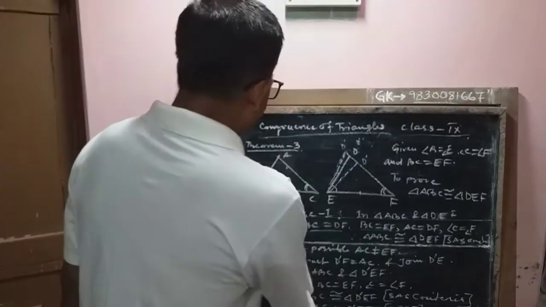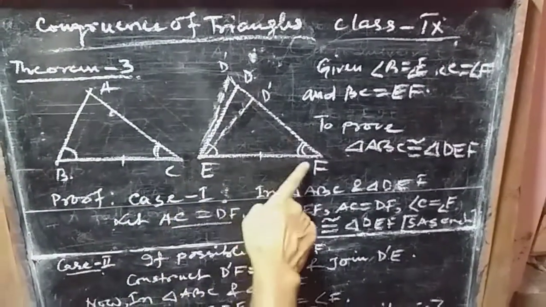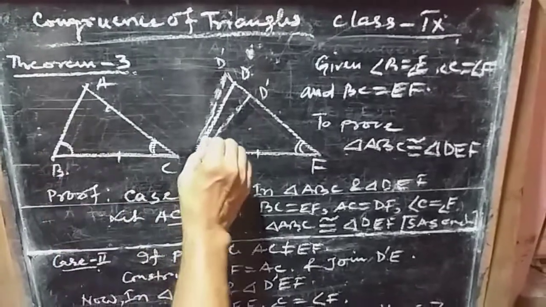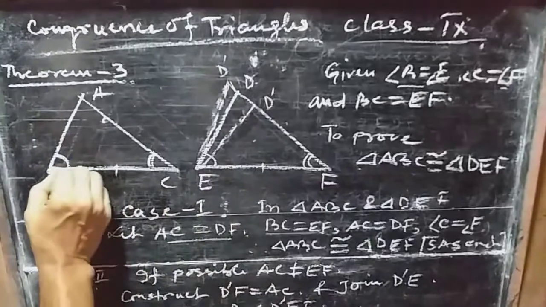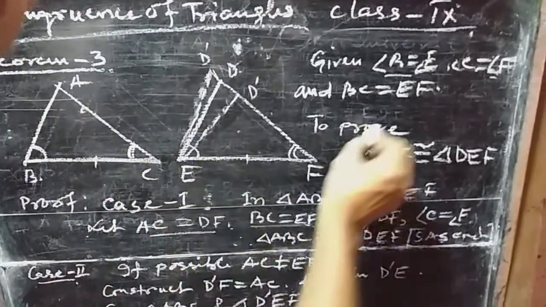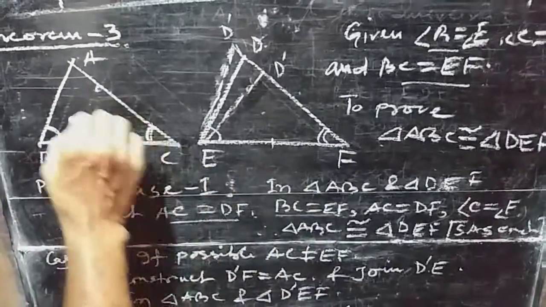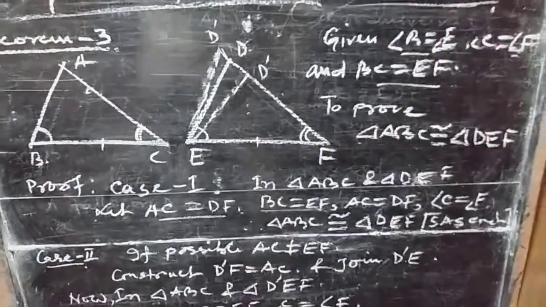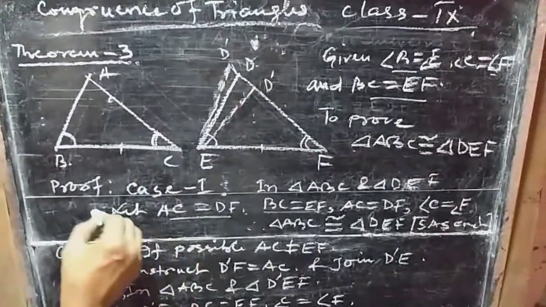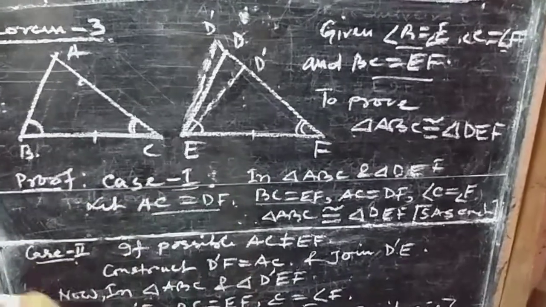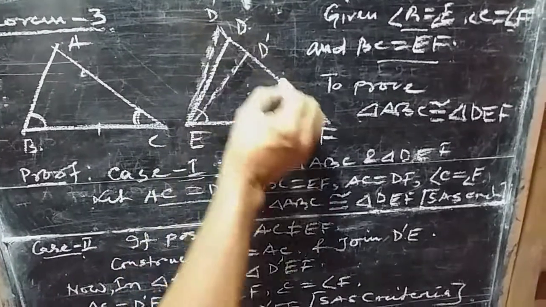In triangle ABC and triangle DEF, it is given that angle B equals angle E and angle C equals angle F, and the included side BC equals EF. We need to prove that this triangle and this triangle are congruent. We are taking two cases for this proof. Case number 1: suppose AC equals DF.